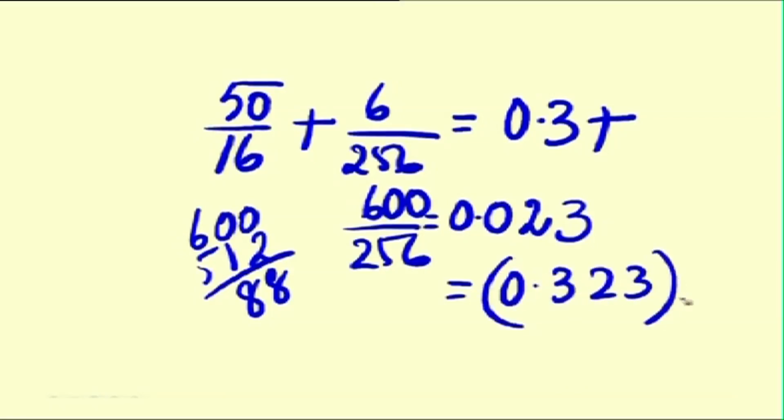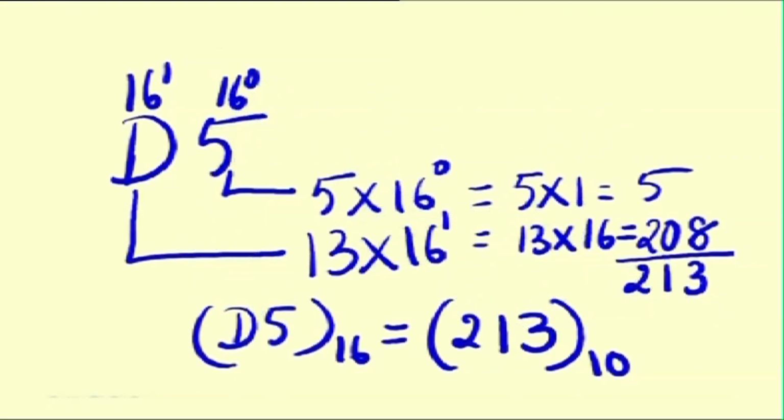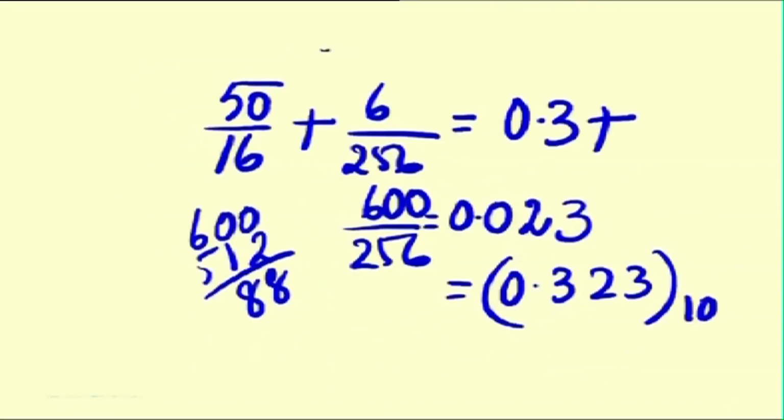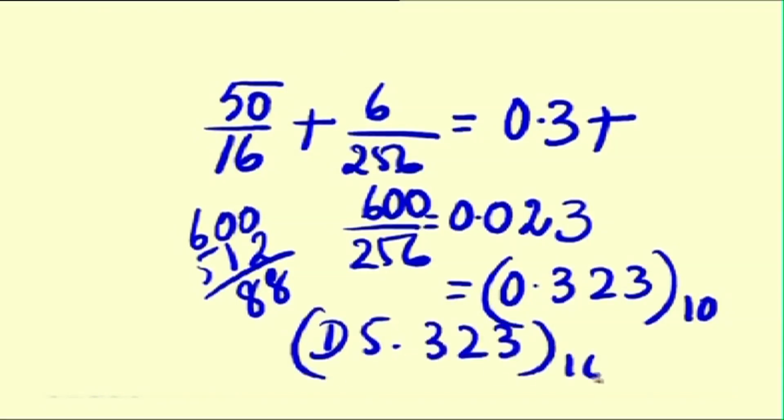This is what you get in the decimal equivalent. Earlier we had a number like this, and this is the number we are getting for D5. So, what is the answer we will get finally? We will get the answer as D5.323. So, this is the answer we will be getting for the problem we had taken. Another example, if you want, we can take up, or we can go to the next one.